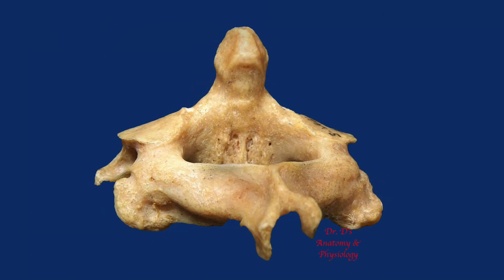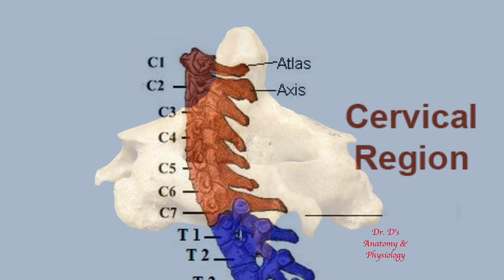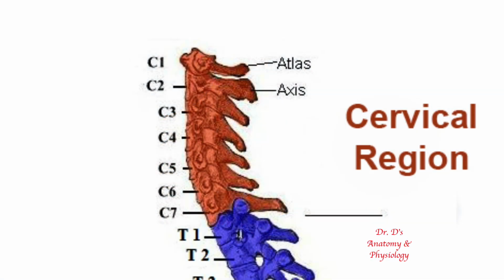Here is another perspective of C2, and again we can see the Odontoid Process, or the dens. And the fact that this forms this rotational joint with C1 has given C2 its special name, the axis. So the atlas, which holds up the skull, is going to rotate around the axis. So here is our overview of the cervical region, and we can see the atlas and the axis pointed out.